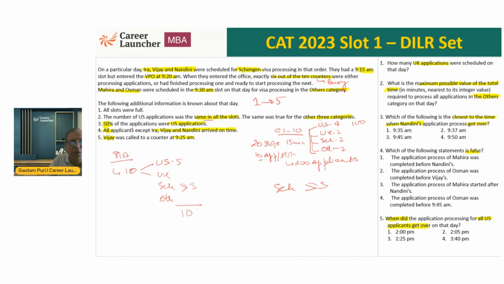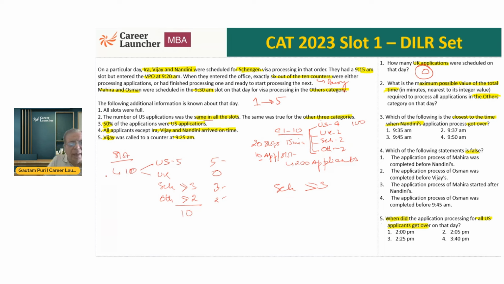But then look at Mahira and Usman, these are for the others category. So by the same logic, this also has to be greater than or equal to 2. So what is the minimum number of applicants for Schengen visa in each slot? 3. Minimum number for others is 2, and 5 for US. So 5 plus 3 plus 2 makes 10, right? That means UK has to be 0. Question 1, 0. This is a question of how many applicants there are for a particular category. This kind of question usually comes in these kinds of data sets, so this had to be done first. But I hope it is clear.